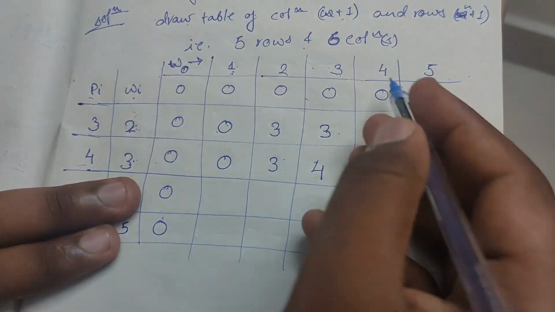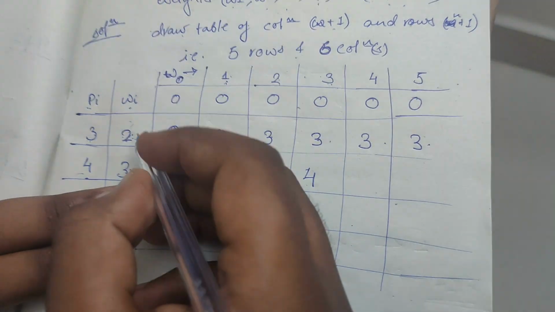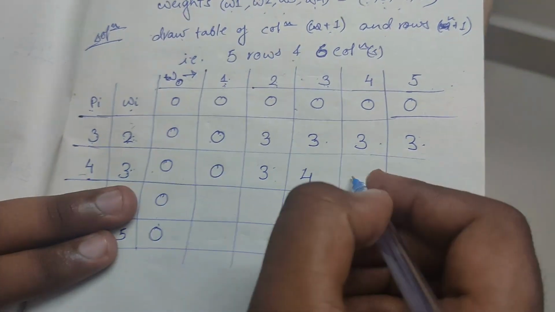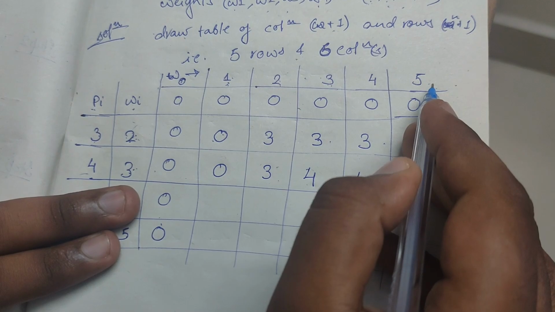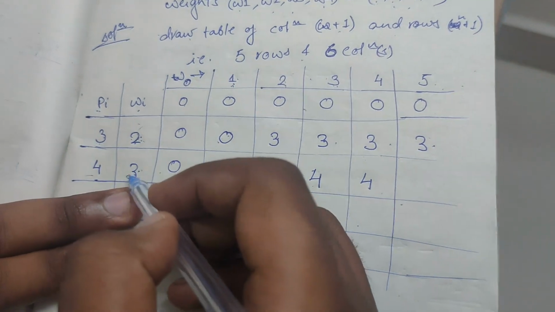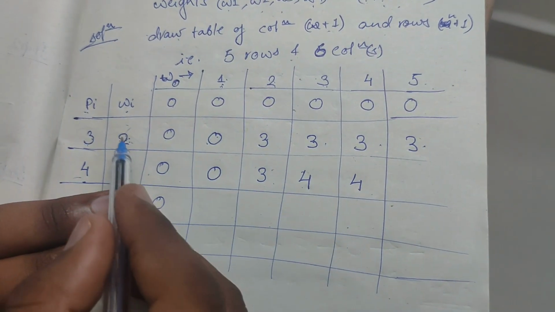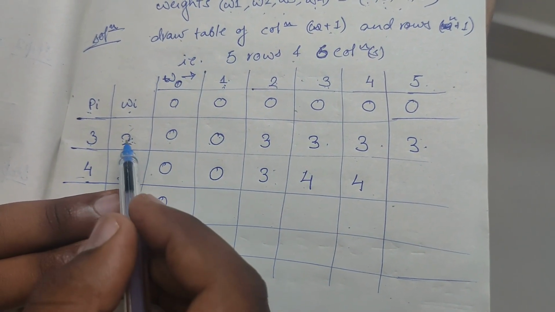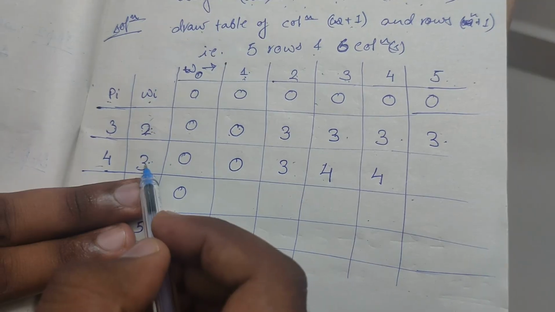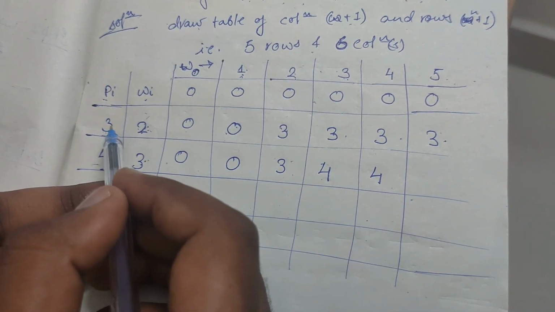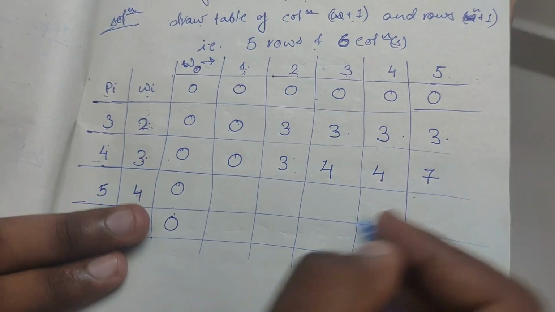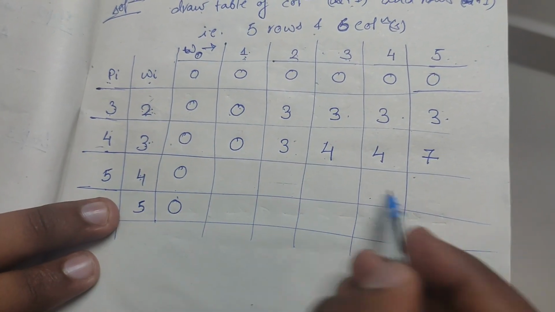Okay, now weight is 4 and you have 2 and 3, so you can take only 3, so 4. Now weight is 5 and you have 2 kg and 3 kg, you can carry both, so you will add the profits. You will take both. So 2 plus 3 is equal to 5, so profit is 3 plus 4, profit is 7.